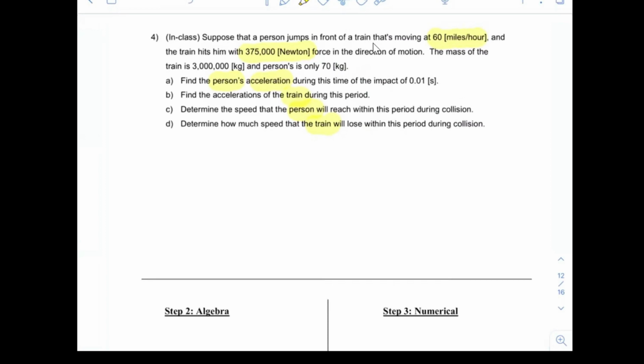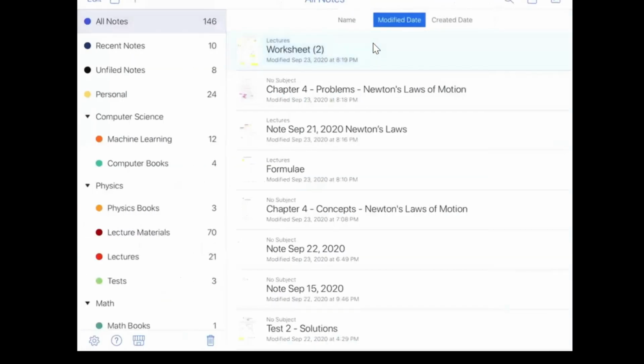The train speed is not going to change that much. It's still going to be about 60 miles per hour. It's probably going to be about 59.999. So that's what I expect to see. That's what I think is going to happen.